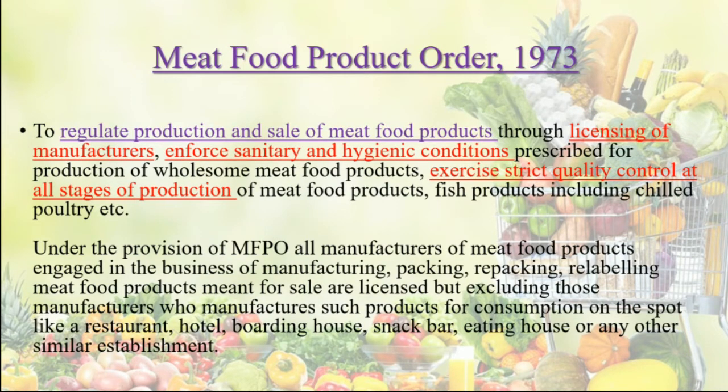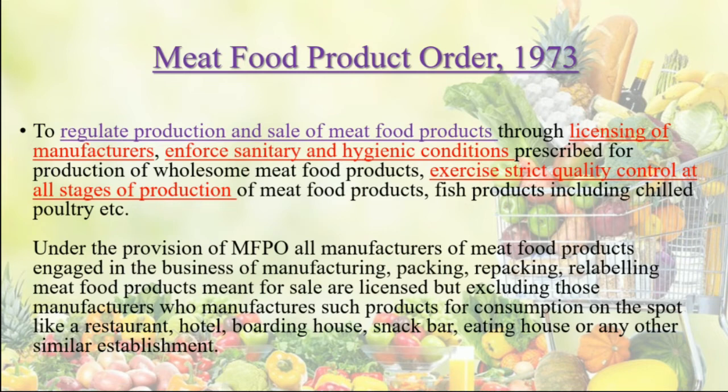Next order we have is Meat Food Product Order 1973. So it also comes under Essential Commodities Act, और इसके अंडर जितने भी मीट के प्रोडक्ट्स हैं they were covered under this order. So इसमें यही चीज़ important थी कि जितने भी मैन्युफैक्चरर्स हैं meat products के, they are required to have the license, and it is important to enforce the sanitary and hygienic conditions in the processing areas.